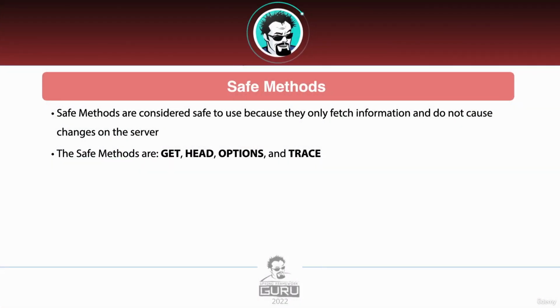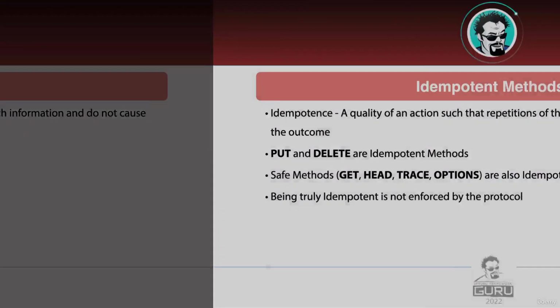Now, a very important distinction, safe methods. Safe methods are considered safe to use because they only fetch information and do not cause changes on the server. The safe methods are GET, HEAD, OPTIONS, and TRACE. You can call these and not worry about changing anything on the server.